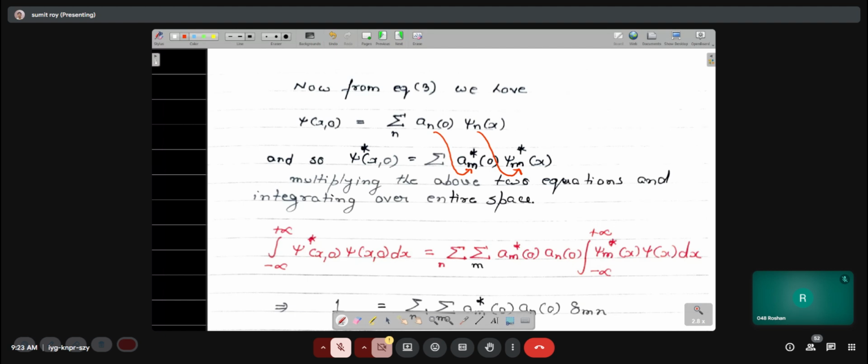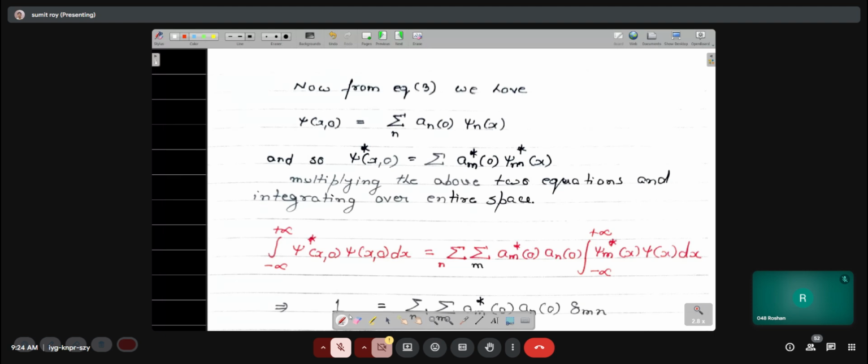Just give me 1 minute. Yes, can we write the suffix as m? Yes or no? Are we connected?